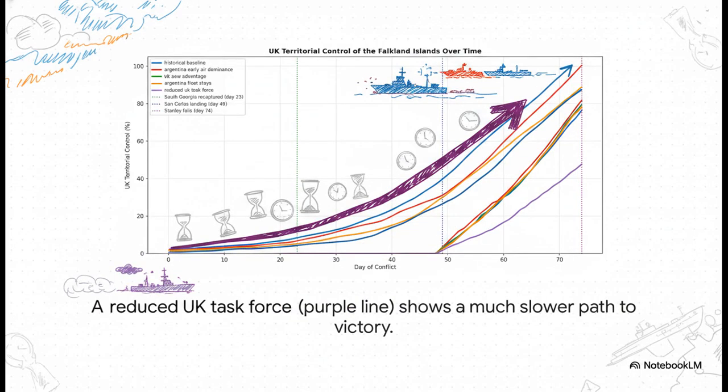But what if the UK had sent a smaller fleet? That's the purple line right here. And this is where the model reveals something huge. The path to victory becomes so much slower, so much harder. The simulation shows just how absolutely critical the size of that initial British force was to the real-world outcome.